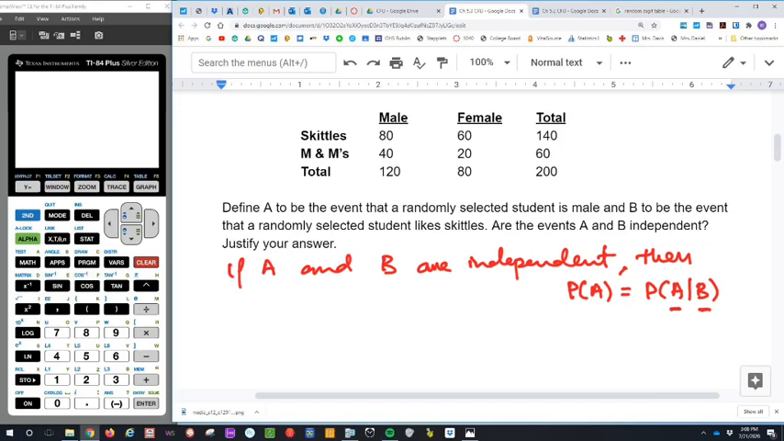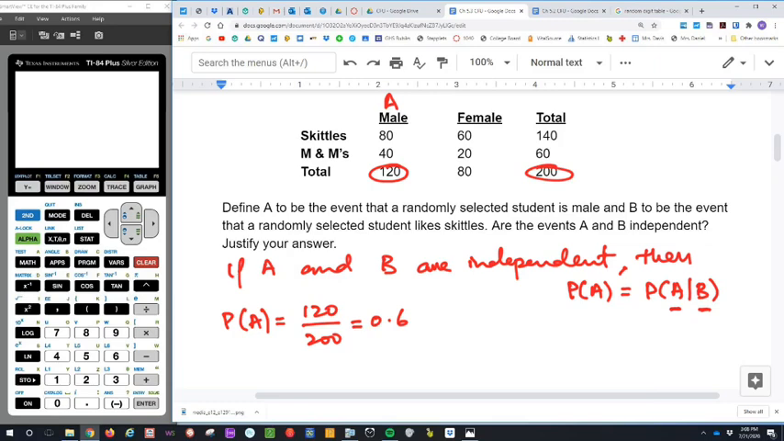So for A given B, we have to find the probability. The next thing we need to do is find the probability of event A, which is choosing a student that is male. How many males altogether? 120, out of a possible how many students in total? 200. So the probability of event A happening is 120 divided by 200, which is 0.6.